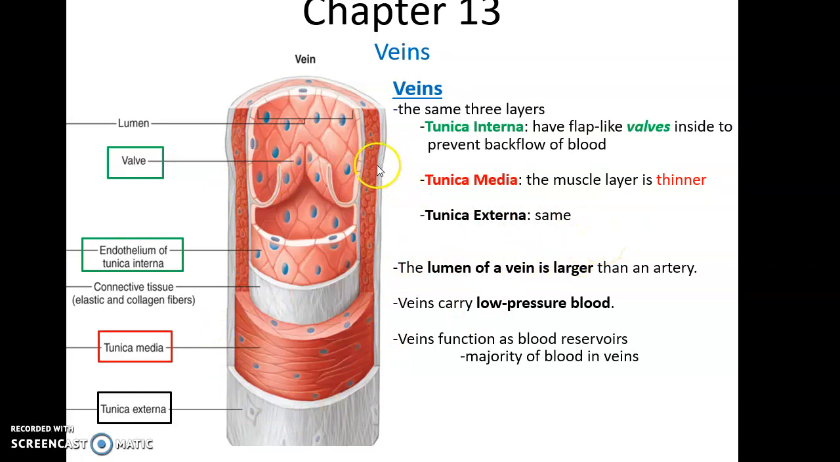So veins end up with their thinner walls having larger lumen, larger space for blood to be carried within the veins. And veins are operating at extremely low blood pressure, which is why they need the valves. The valves prevent blood from backing up and going the wrong direction. So blood will only be able to flow through the veins toward the heart. Thank you, valves. And veins also act as a blood reservoir because they are wider and there are more of them, so more of the blood is actually found in veins than in arteries.